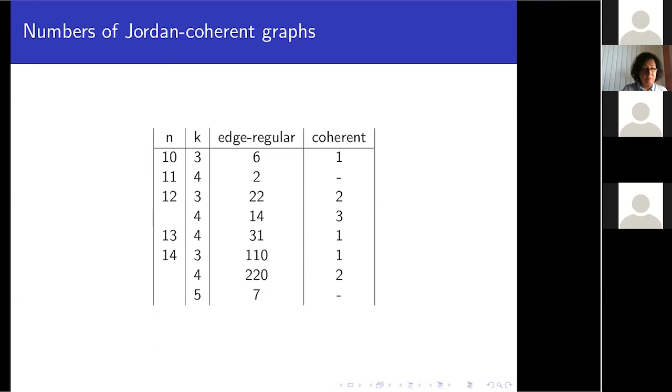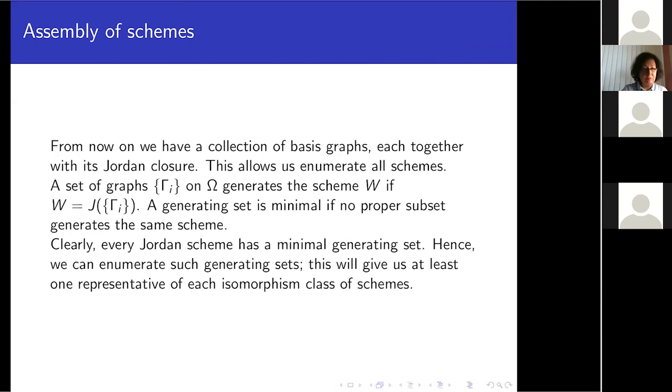So if we have these basic graphs, now we need to put them together in order to get a Jordan scheme. But no, we only know them up to isomorphism. So we still have to figure out how to put them together.